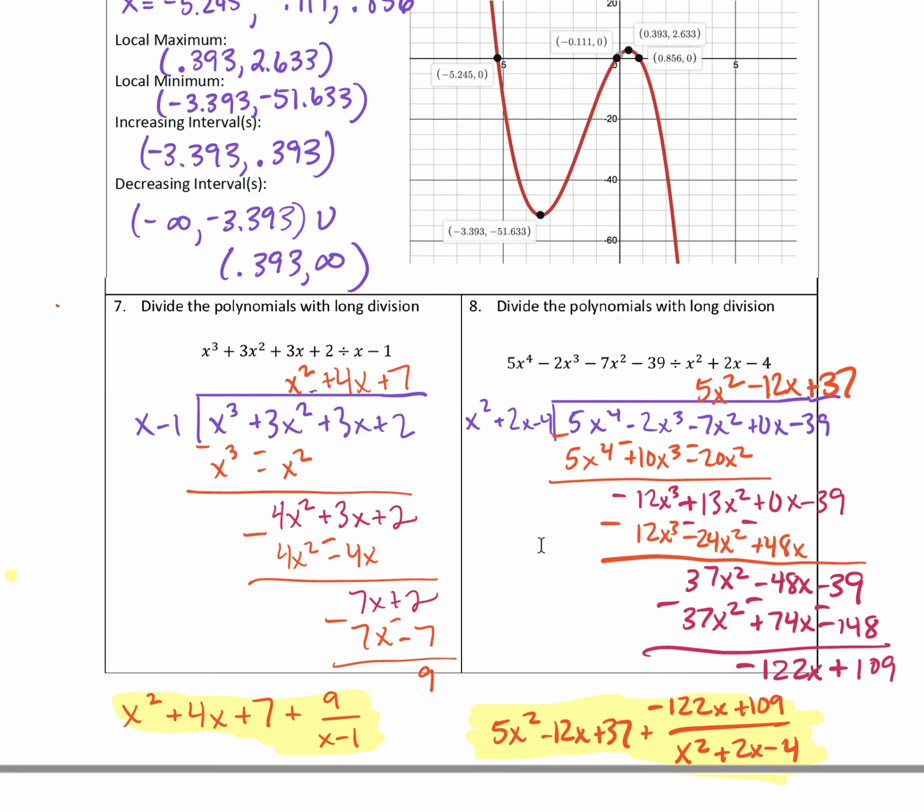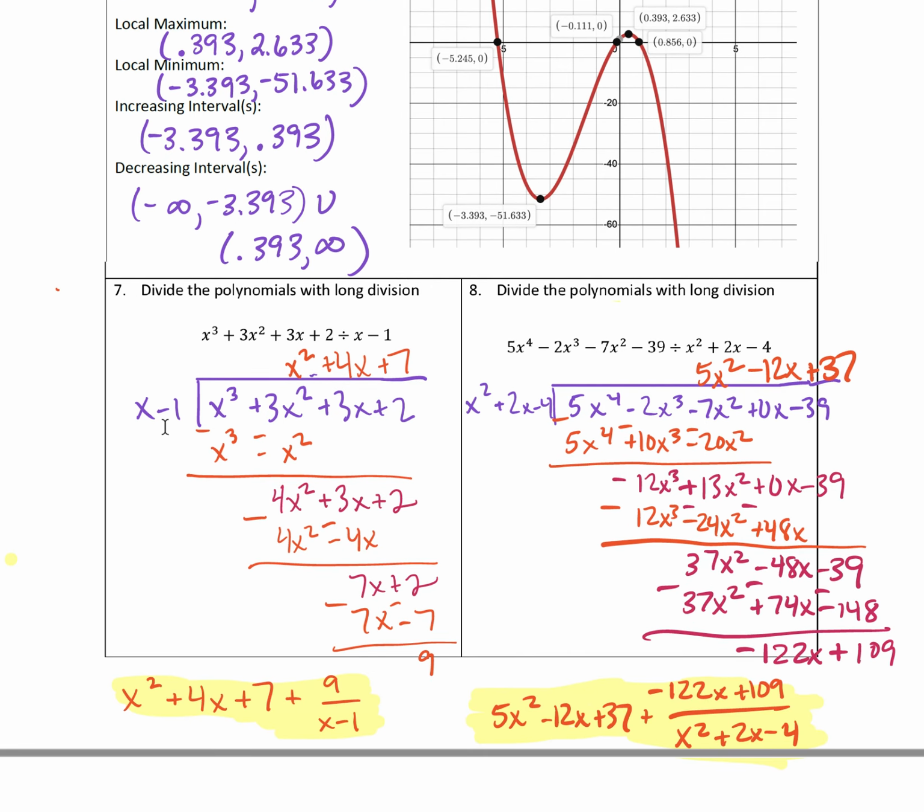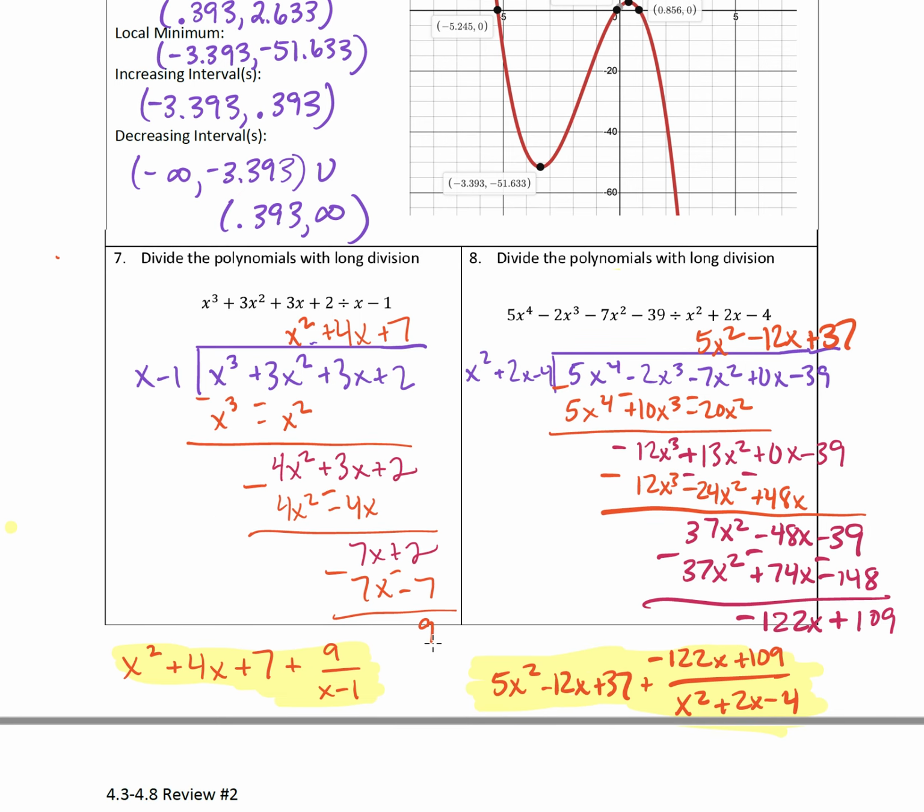All right, long division, right? X minus 1 in front, order it, make sure if anything is skipped, you account for it. And this is the long division process and work. And this one, there is a remainder of 9, which would mean x minus 1 is not a factor, which means 1 comma 0 is not an x-intercept.